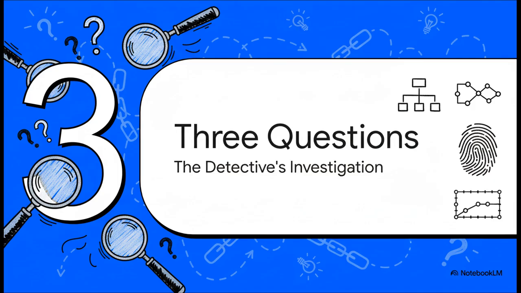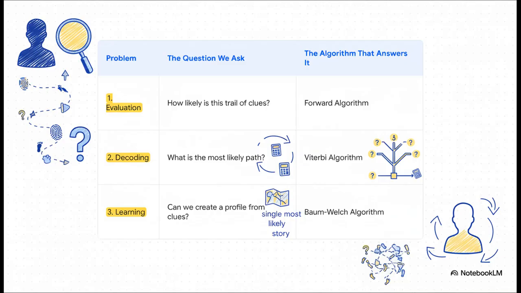Okay, so we've got our suspect's profile. Now, the real investigation can begin. And it really all boils down to answering one of 3 fundamental questions. This is basically our detective's toolkit. Problem number 1 is evaluation. We have a suspect profile, we have a trail of clues, and we ask, how likely is it that our guy is the one responsible? The forward algorithm answers that.